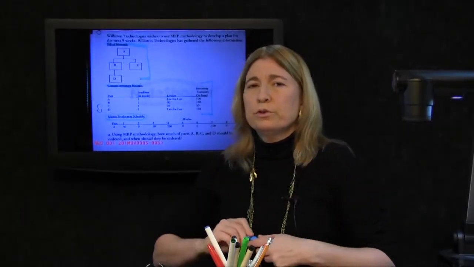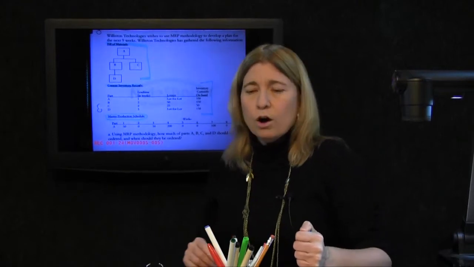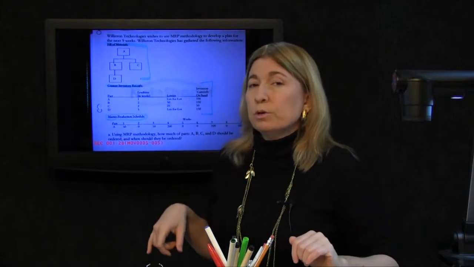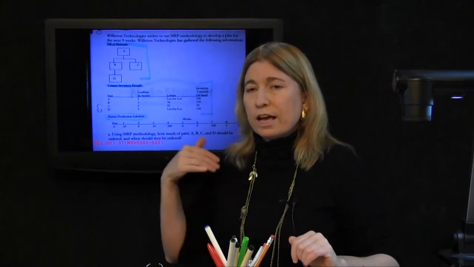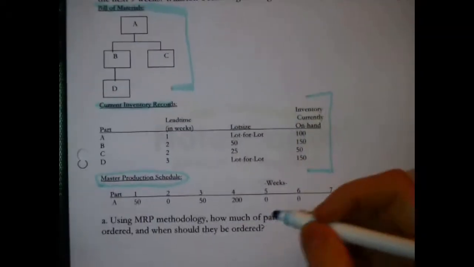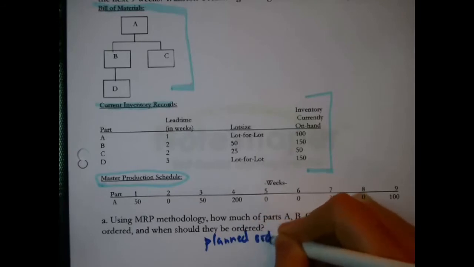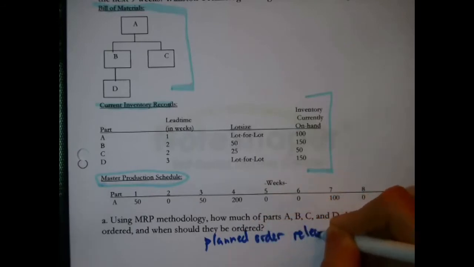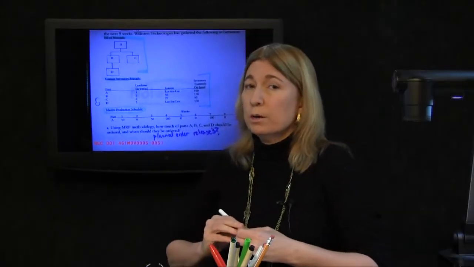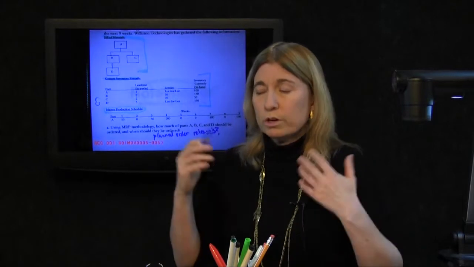We have to set up the MRP problem. Because that question, how much should be ordered and when should it be ordered? That's asking for, and we could even note this, that's another way of asking for their planned order releases. Because the planned order releases in an MRP plan is how much you should order and when you should order it of each of the parts.